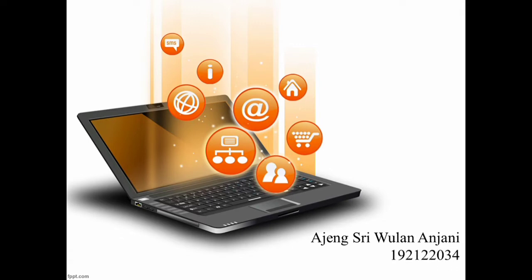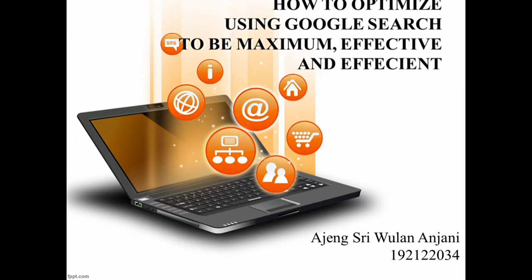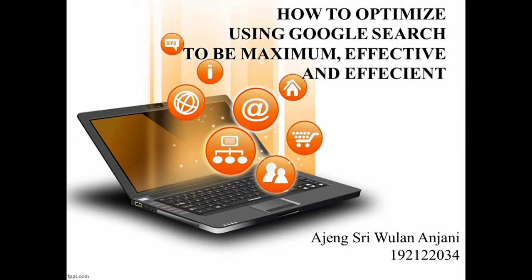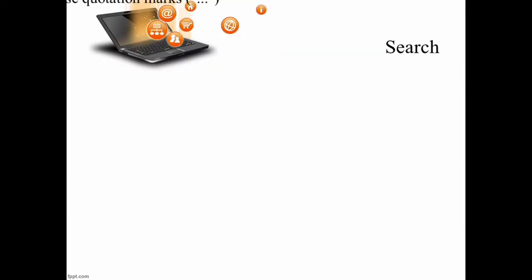192-192-034. On this occasion, I would like to explain how to optimize using Google search to be maximally effective and efficient. Alright, for the first one, use quotation marks. You can see the symbol like in the PowerPoint.